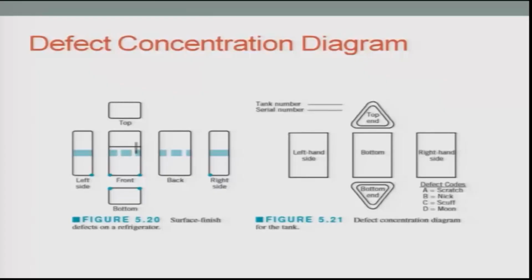I am just considering this from the diagram point of view. In this diagram, the tank is given from the top view, the left side view, the back, the front, and the right side, and the defects are marked. Based on that you find out the number of defects, with codes A, B, C, D, or say 1, 2, 3, 4, depending on how you want to implement the overall system of defects and analyze the defects of the tank.